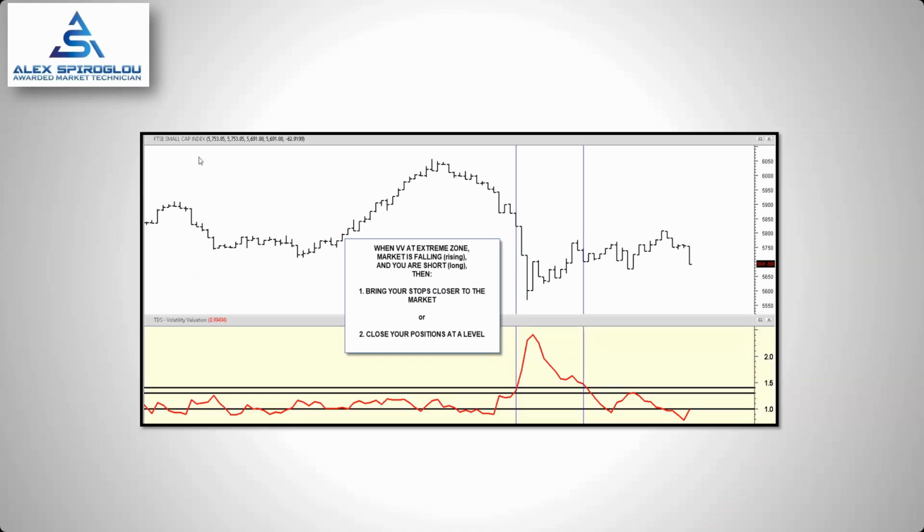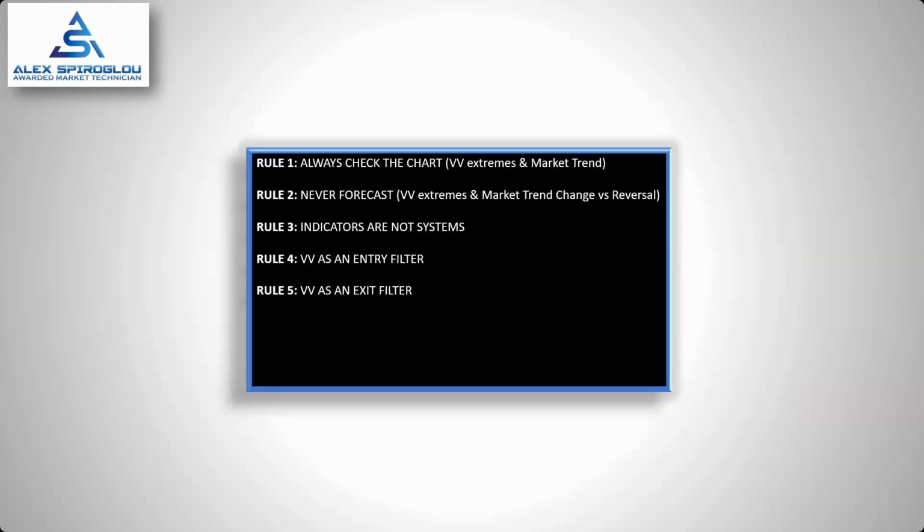So you can use it in this example as a warning tool for your exit positions.